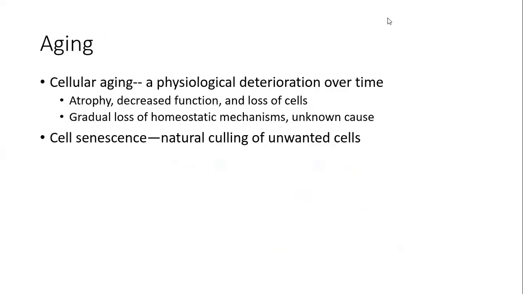Aging, physiological aging or tissue aging, there are different terms for this. There's cellular aging, which we have been talking about, which is the physiologic deterioration over time. And the mechanisms include atrophy, decreased function, and loss of cells, and a gradual loss of homeostatic mechanisms, usually of unknown cause. Cell senescence is a natural culling of unwanted cells. So that happens throughout life.